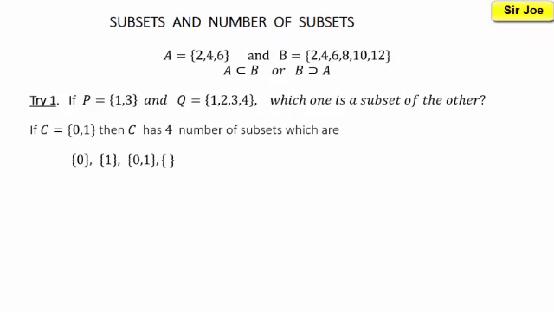Let's move on to number of subsets. With the number of subsets, let's take this example. Say a set C equals {0, 1}.